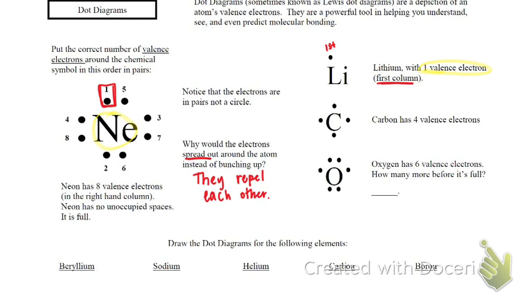Next, they showed what carbon looks like. So what group is carbon in? 14. Well, 14th group, row 2. For the 14th group, we just use the last digit. So that'll be 4 valence electrons. And then you put them in order. 1, 2, 3, 4. Okay?